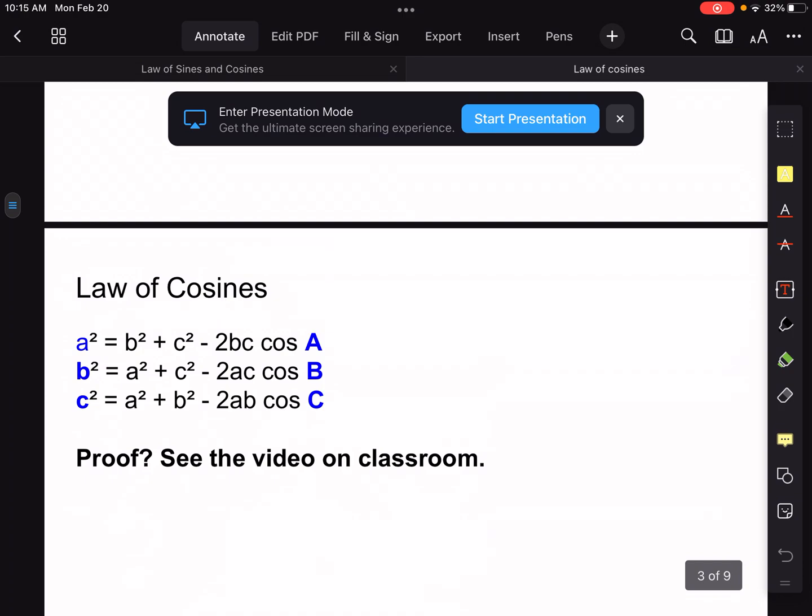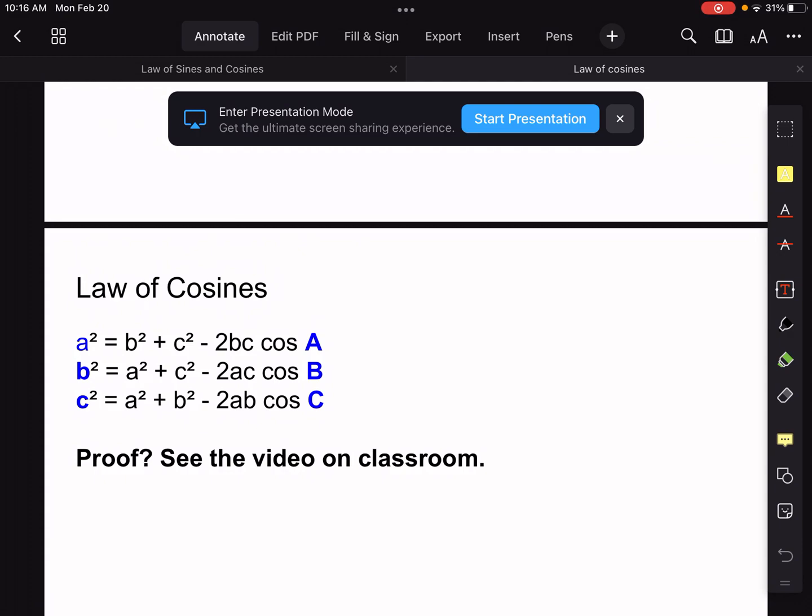Okay, so the law of cosines. I'm just going to start this lesson by giving you what the law of cosines is. If you want further proof as to why this works, I'm happy to provide that for you, but I'm not going to do it as part of the main lesson here. I'll post a video on Classroom that will also lay that out for you if you're interested. But here is the law of cosines.